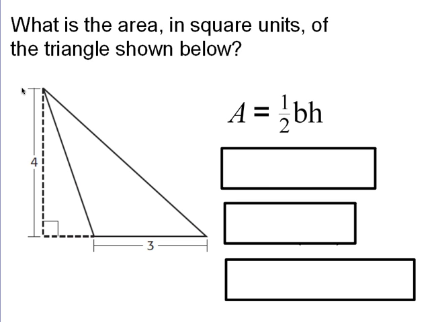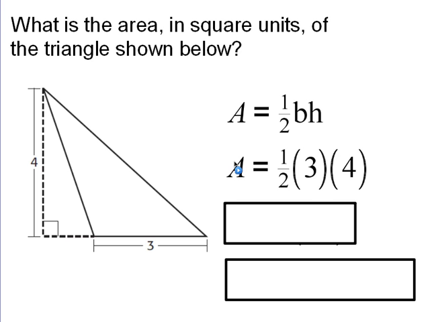The formula here is area equals 1/2 times the base times the height. You can either do base times height divided by 2, or you can just do half of the base times the height. It doesn't matter as long as you do it in order. Now, let's substitute in the variables right here.